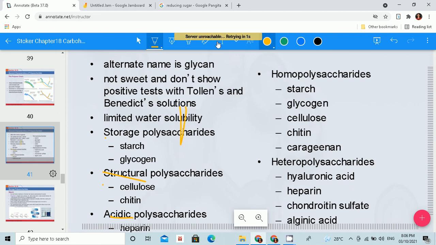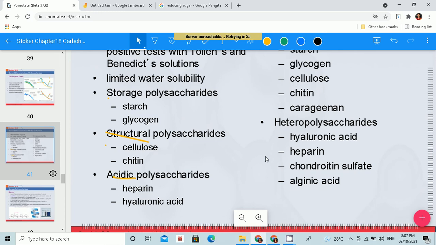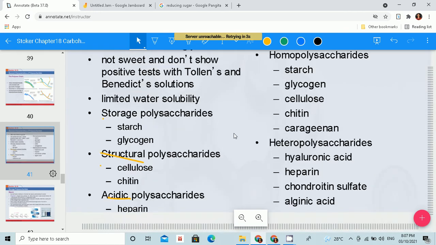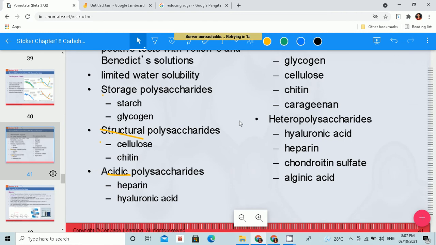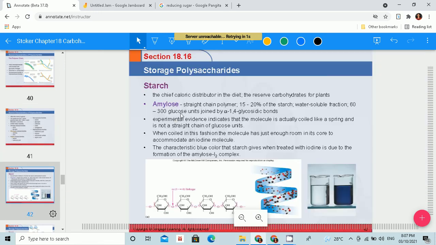Then we also have homopolysaccharides. Examples are starch, glycogen, cellulose, and carrageenan. Then we have heteropolysaccharides. They are hyaluronic acid, heparin, chondroitin sulfate, and alginic acid. So we have this one as starch.